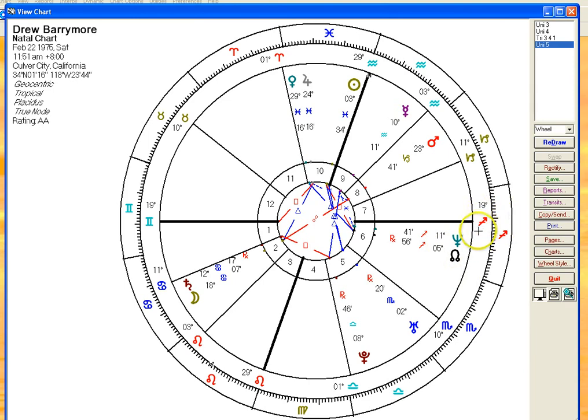So really, that's all there is to it. You do have to be familiar with the glyphs for the different signs. And you do have to understand that houses are counted counterclockwise, beginning with the one on the far left here: 1, 2, 3, and so forth. And really, that's all there is to it.